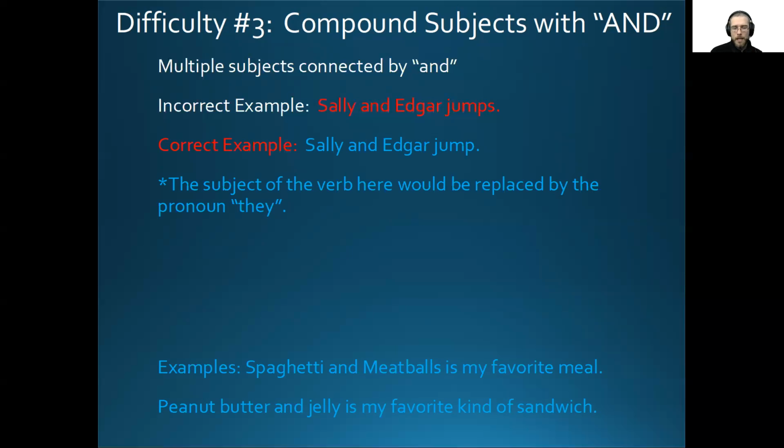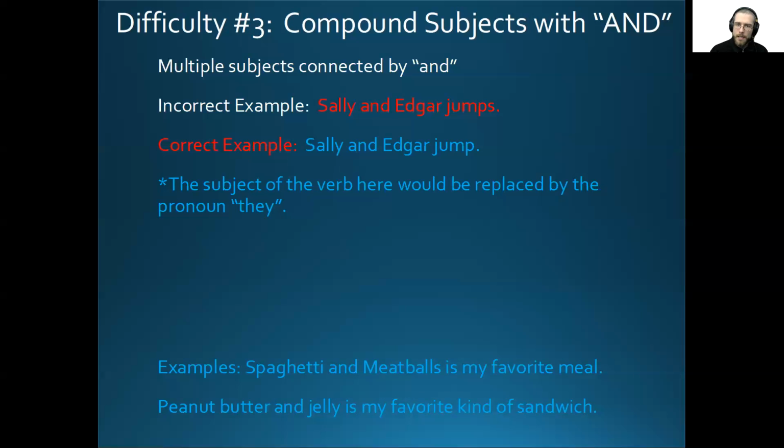Other examples. Spaghetti and meatballs is my favorite meal. Peanut butter and jelly is my favorite kind of sandwich. Now, these two examples seem strange. They sound like they should be exactly the same as Sally and Edgar jump. Spaghetti and meatballs. Aren't there two things there? There's a problem. English is, as we've said, a very strange language. There are many little rules and exceptions that we have to memorize.